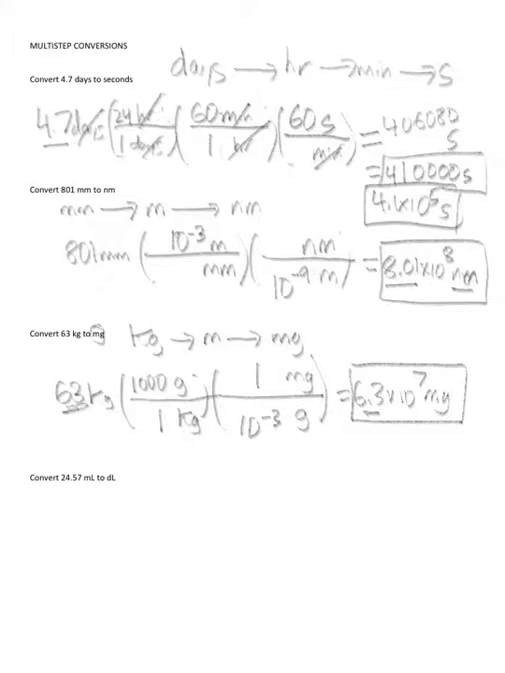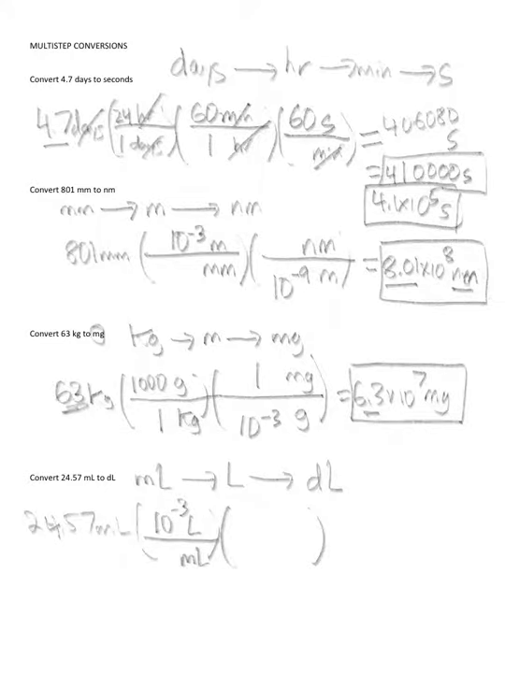So now our last conversion involves volume. We're going to be converting milliliters to deciliters. So milliliters, we're going to change to the singular unit of liter. Then we'll go to deciliter. So 24.57 milliliters. We want liters in the numerator, milliliters in the denominator. Milli is the SI prefix that means 10 to the minus 3. That's our first conversion factor, and it's a definition.